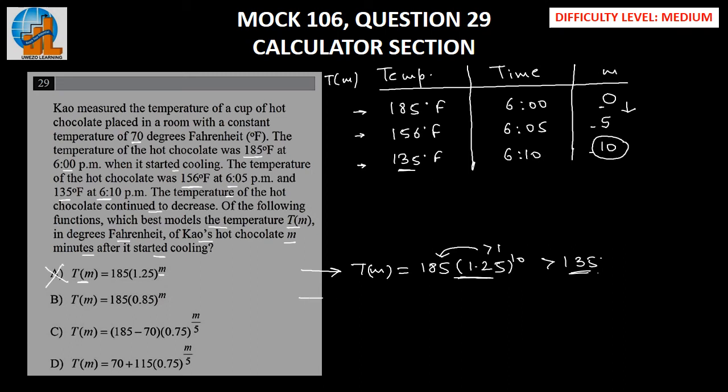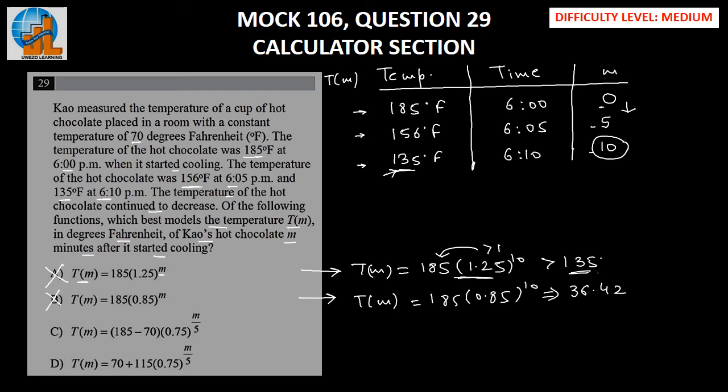Let's go to option B. T(m) is equal to 185 into 0.85 raised to the power of m. Let's find this out using our calculators. So it would be 0.85 raised to the power of 10, and we have to multiply this by 185. Once we do it, we'll get our answer as 36.42. But the answer that we are looking for is 135 degrees Fahrenheit. Hence we can eliminate option B as well.